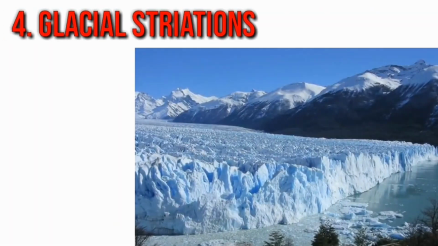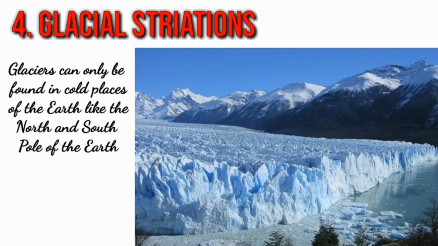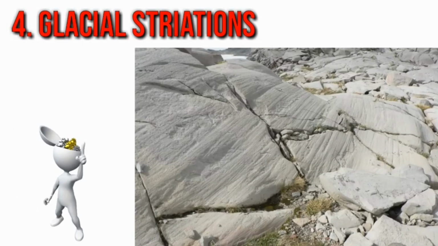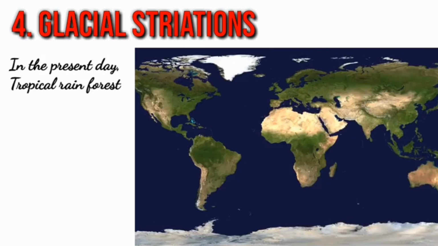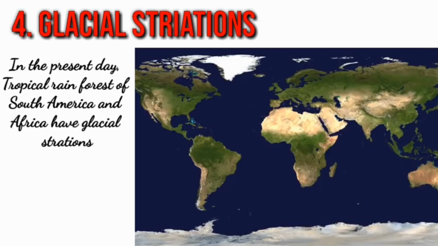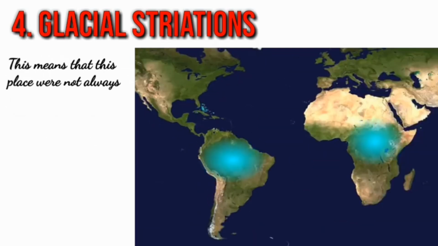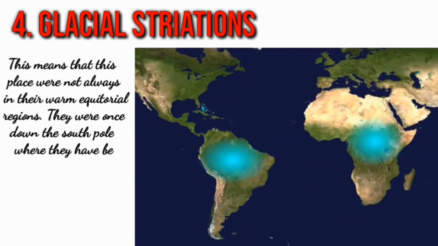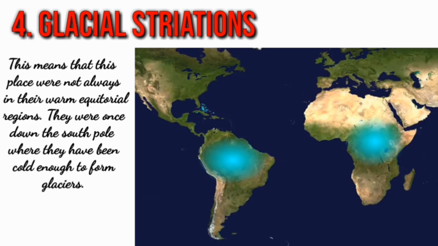Another evidence is the glacial striations. Glaciers can only be found in cold places of the Earth, like the North and South Pole. Something interesting about glaciers is that they move, and when they move over the rock beneath, they leave evidence in the form of scratches, called glacial striations. In the present day, tropical rainforests of South America and Africa have glacial striations. This means that these places were not always in their equatorial regions like they are now. They were once down at the South Pole, where it was cold enough to form glaciers.